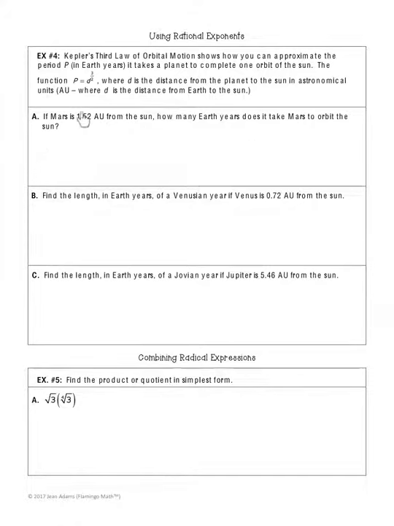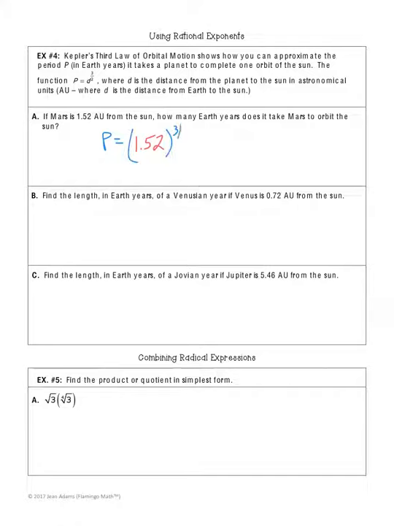So we are going to use this formula here, and they have just given us the distance. Remember, d is the distance from the planet to the Sun. So they're telling you Mars is 1.52 AUs from the Sun. So that's the distance from the planet to the Sun. So here we go. We've got P equals, and instead of d, we're putting in the 1.52, and we're going to raise this to the 3/2.